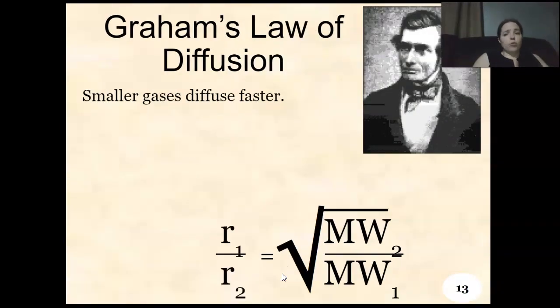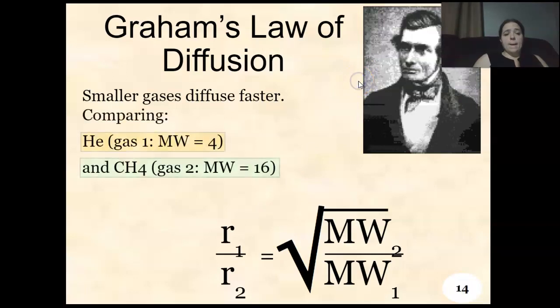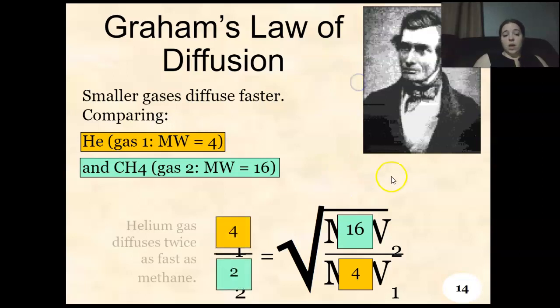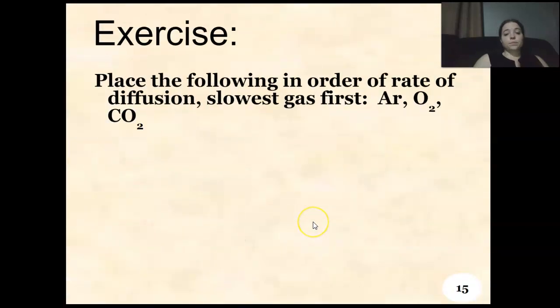Now, the thing with this, real quick, we're just going to look at diffusion. Just know that smaller gases diffuse faster. How do I know this? Well, helium diffuses twice as fast as methane because it is smaller, right? Just know that if it's smaller, it's going to diffuse faster, because is this going to be easier to get through a barrier, or is that a little tiny, tiny thing? The tiny thing's going to be easier to get out than the big, big, fat thing. Okay, that's the best way I can explain that.